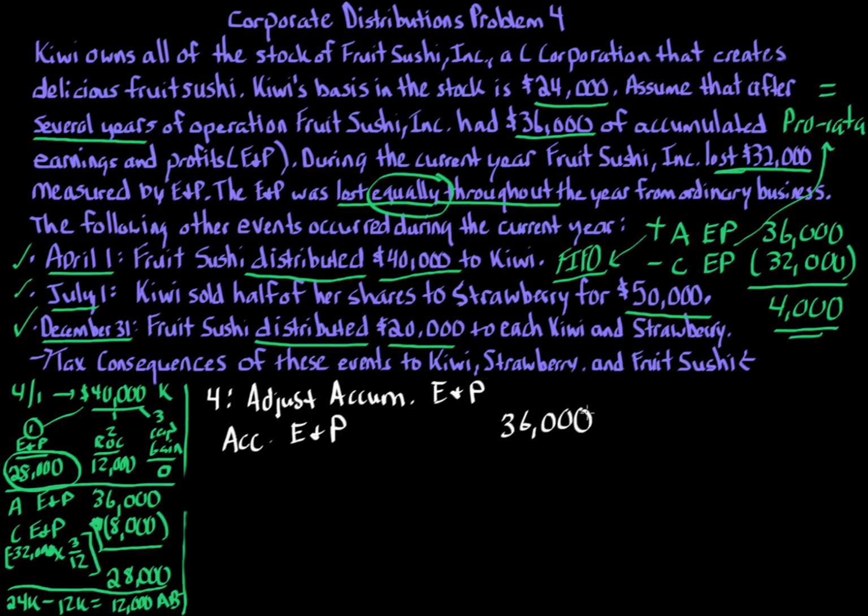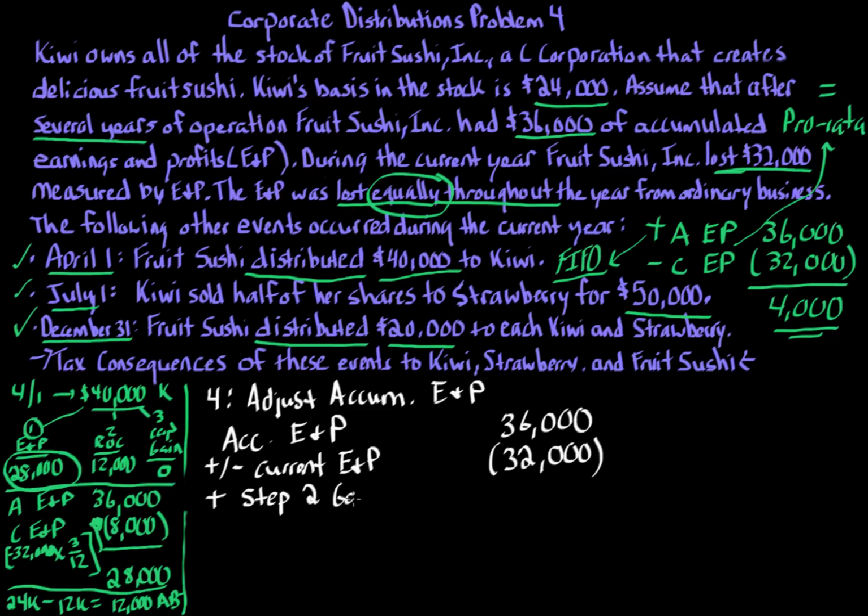That's our starting point. Then we add or subtract the current EMP for the year, which here, what is our current EMP? And this is before step 2. This is before we do step 2. So it's what's in the EMP in the problem. So it's, we lost 32,000, so that's going to be a negative 32,000. Negative 32,000. Okay?